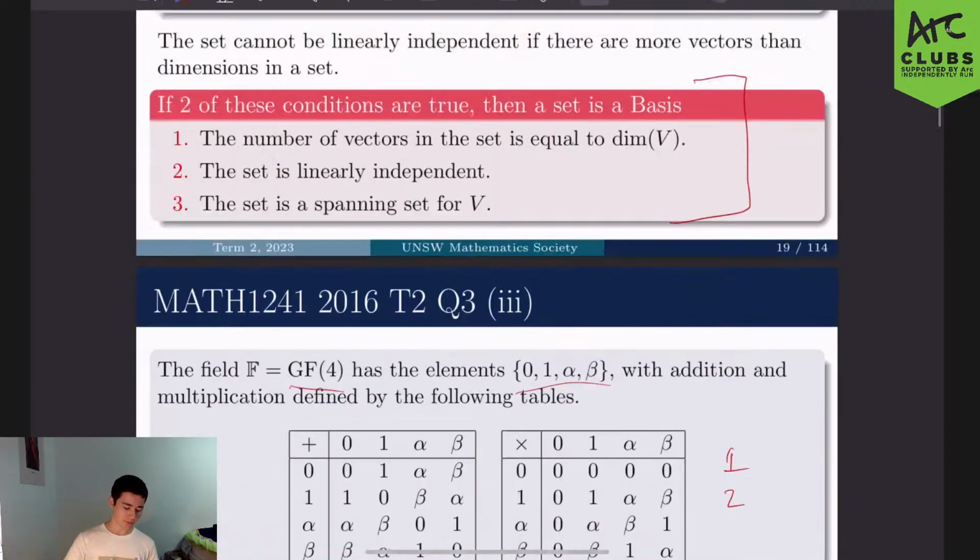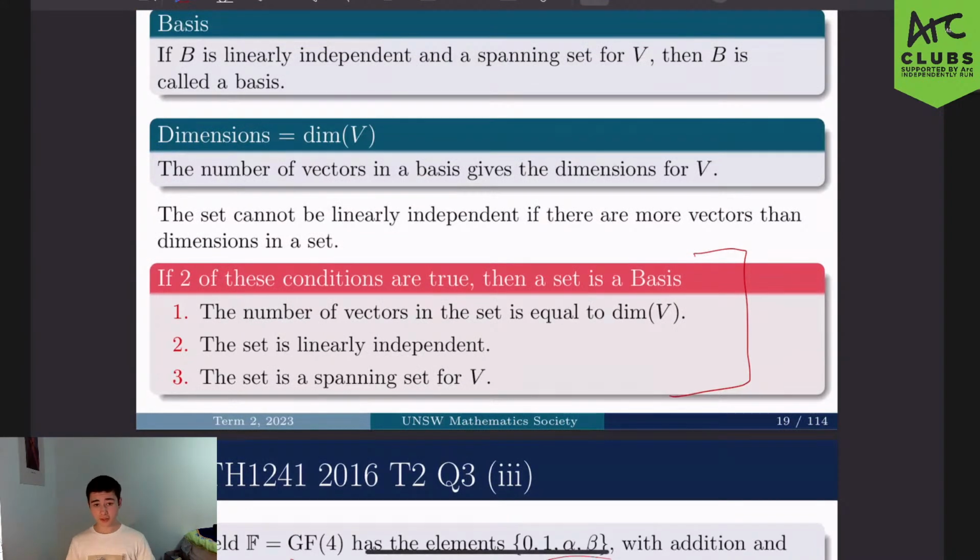Now, if we just scroll back up, the third thing we can say about these conditions is that if any one of them is false, then we don't have a basis, okay? A basis satisfies all three of these. Given we only need two of them to show that it's a basis, if any one of them is false, then it's not a basis.